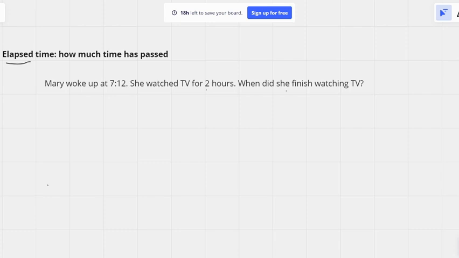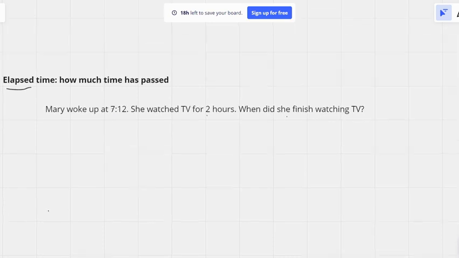So I'm going to show you how to do that using an open number line. An open number line is one that you draw and you decide what goes on the number line. So we're going to look at this problem. It says Mary woke up at 7:12. She watched TV for 2 hours. When did she finish watching TV?